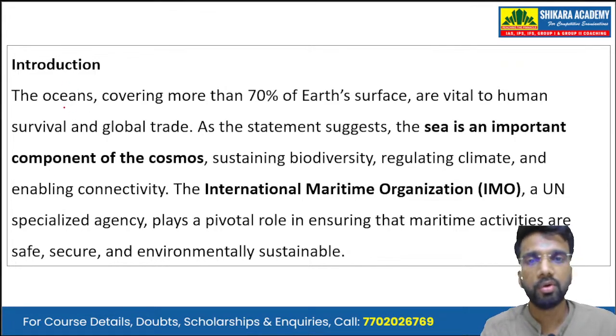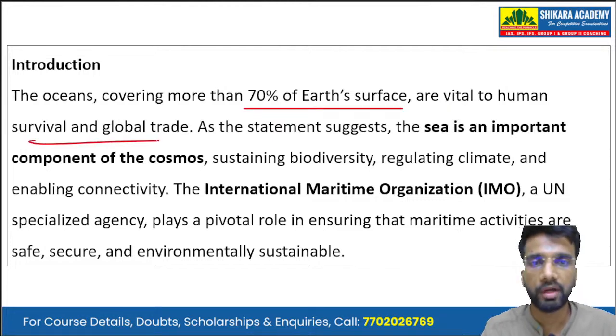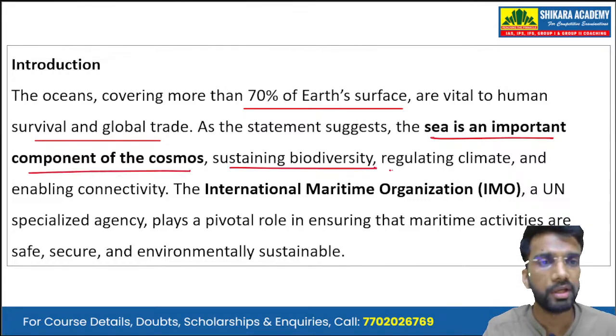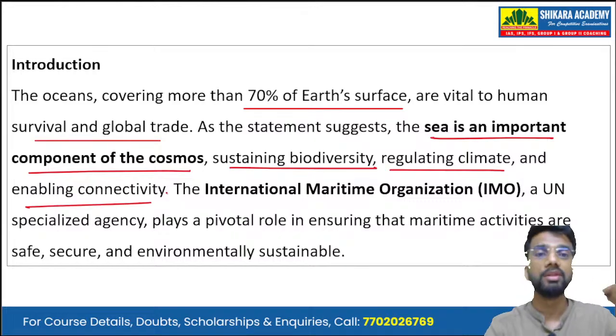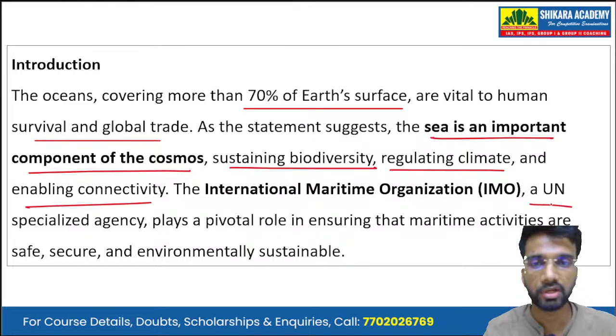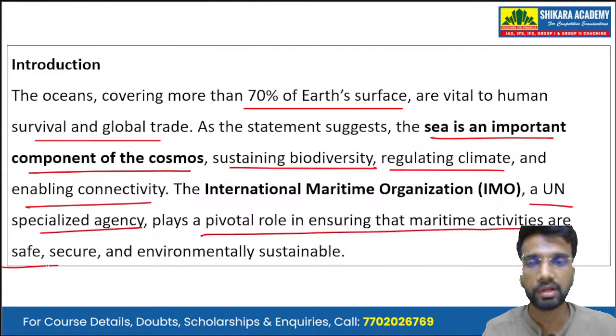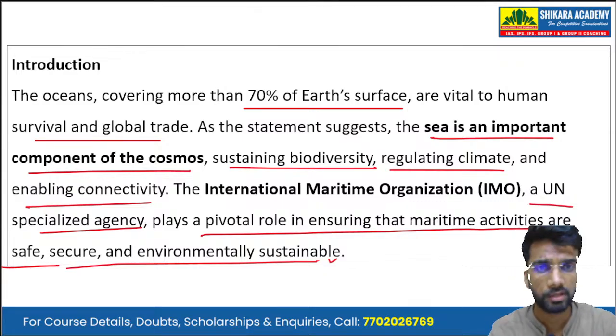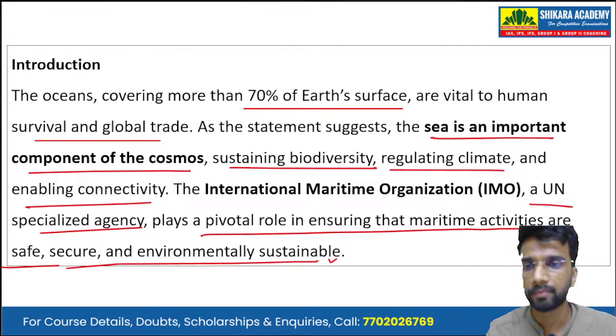So, starting with the introduction, the oceans covering more than 70% of Earth's surface are vital to human survival and global trade. And as the statement that was given in the question suggests, the sea is an important component of the cosmos, sustaining biodiversity, regulating climate, and enabling connectivity. The International Maritime Organization, which is a UN specialized agency, plays a pivotal role in ensuring that maritime activities are safe, secure, and environmentally sustainable. So in the introduction, we dealt with the introductory statement that was given in the question.